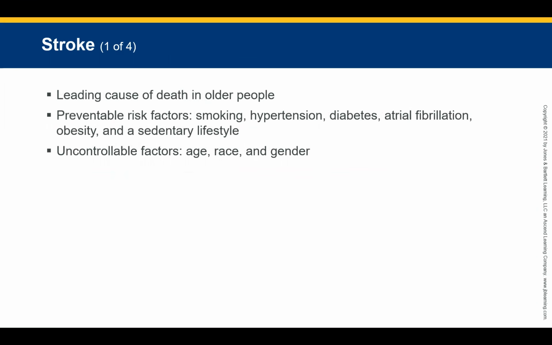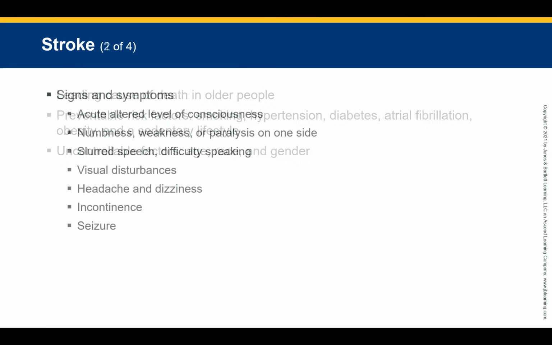So a stroke is a leading cause of death in elderly people. There are preventable factors: smoking, hypertension, diabetes, AFib, obesity, and a sedentary life, they don't really help us. We've got to control those things. We've got to make sure that those are not a factor. Some other things that you cannot control are age, race, and gender. We said that it is sometimes more prominent in females, so that is why we add that in there.